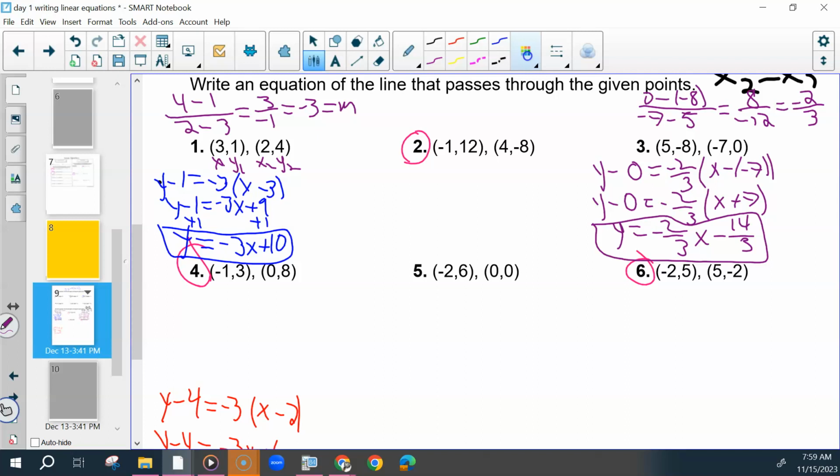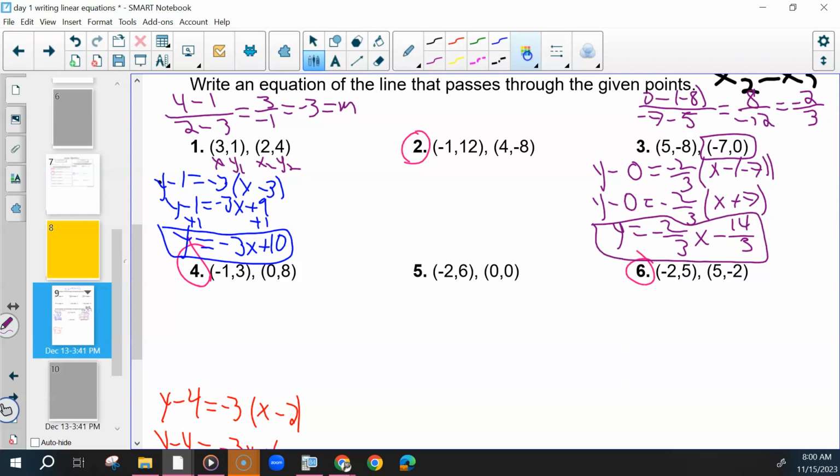Alyssa, did you have a question? Are you sure? Yeah. Okay. Anyone else have a question on that one? Here, because I'm using this one, our y value would be 0. So it'd be y minus 0.